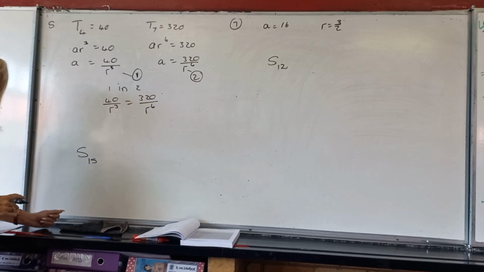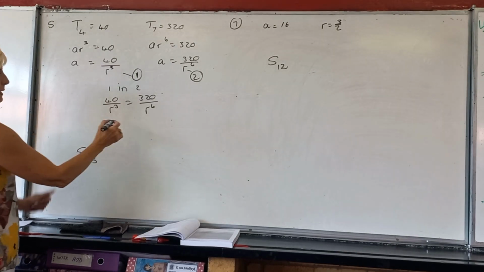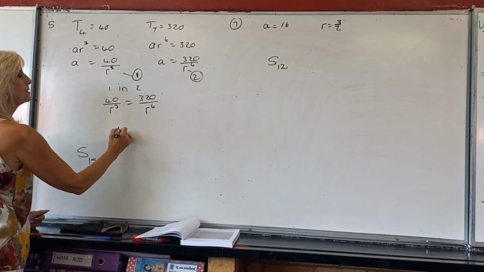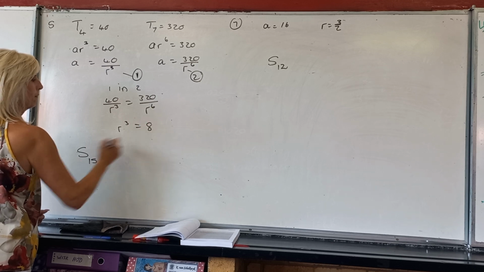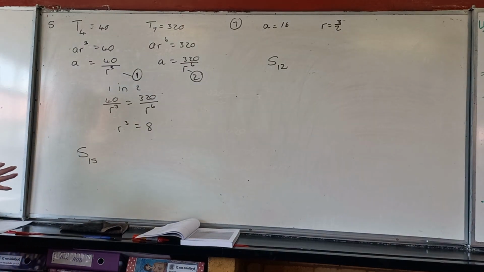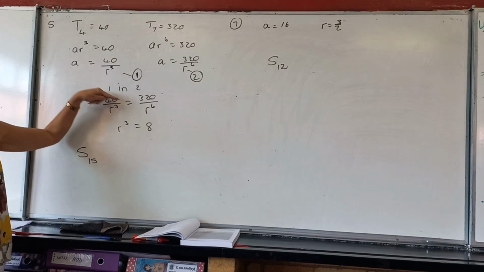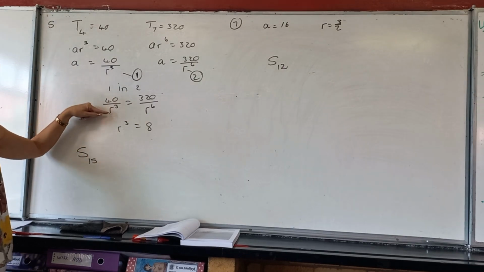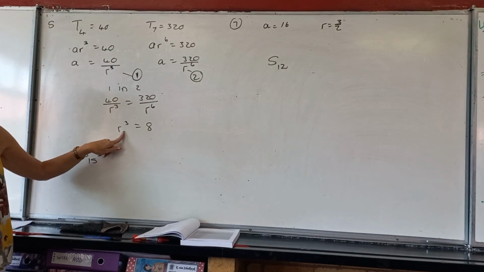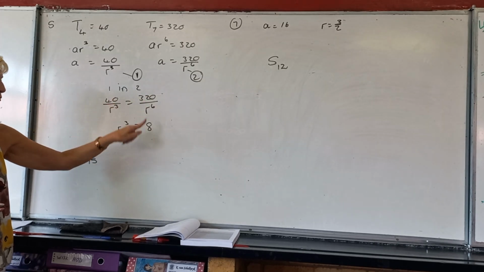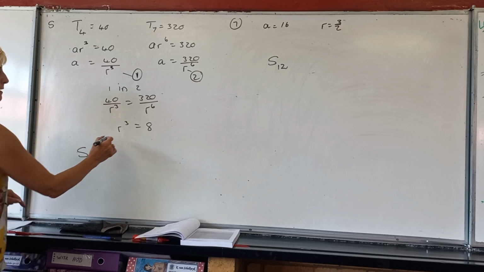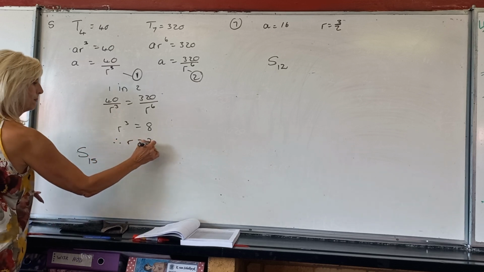Nice and easy. Typical cross multiplication. You can even just give me the answer: r is equal to 8. Okay, what did I do there? I missed a step. I did the r to the 6 at the top, r to the 3 at the bottom, division, r to the 3. Did the 320 divided by the 40 and it got to 8, and therefore r is equal to 2.